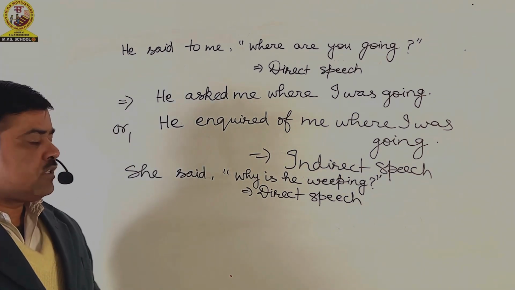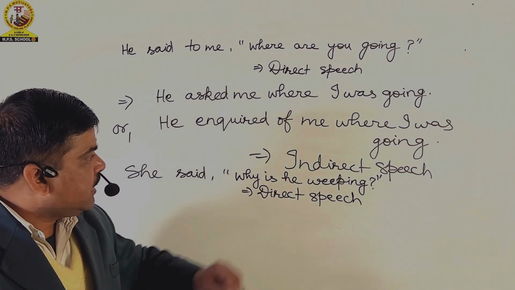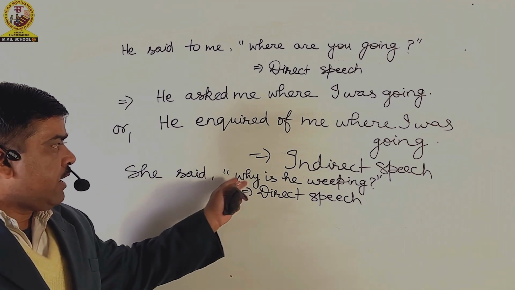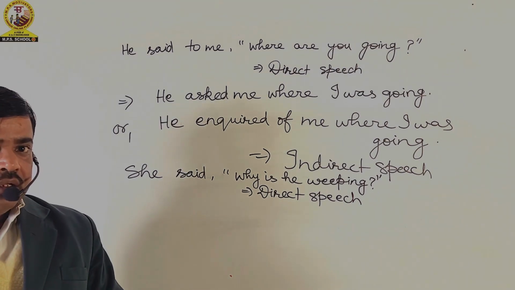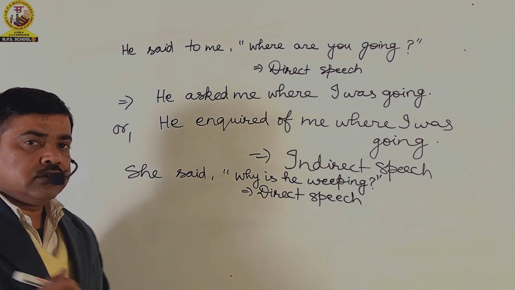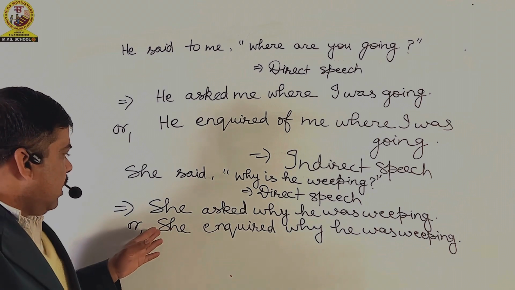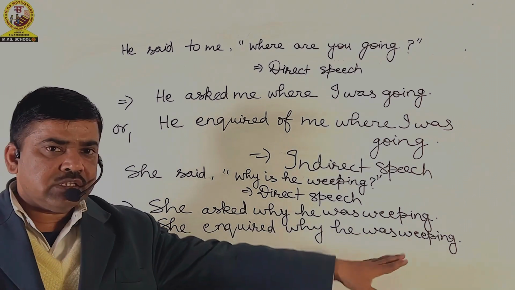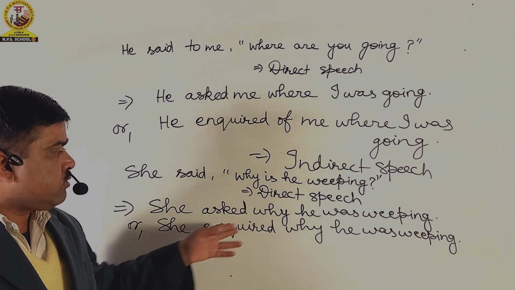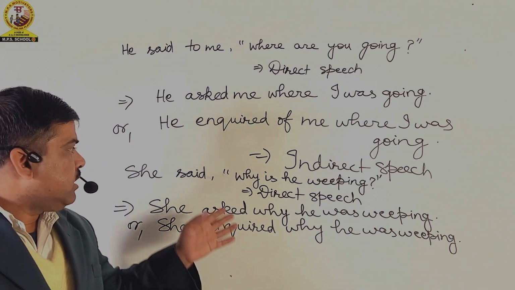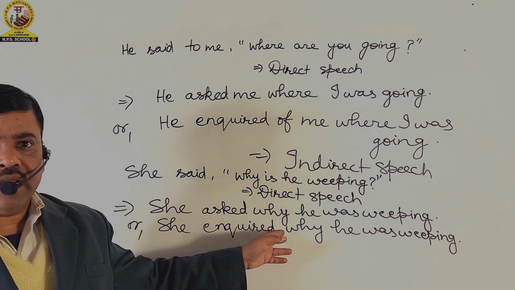Friends, the third example in direct speech is she said, why is he weeping? And its indirect speech in both the ways is she asked why he was weeping, or she inquired why he was weeping. Here we have not used of after inquired because there is no object after said. That's why we have not taken of after inquired.